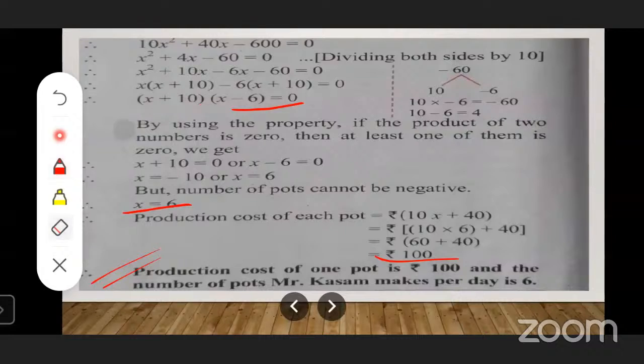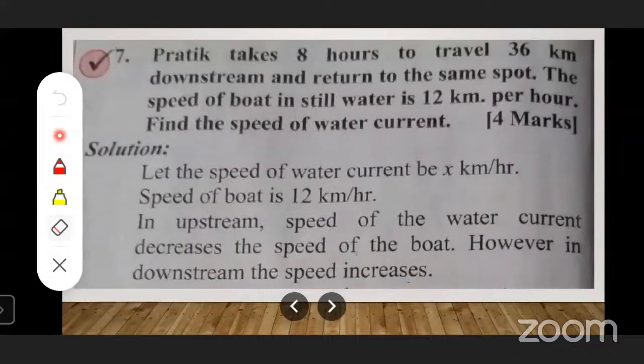I think students, you must have understood this. Again, I am telling you again and again, read the sum very carefully. Everything is given in the sum itself. You only need to find out what is given in the sum. Okay, let us move to the next slide.